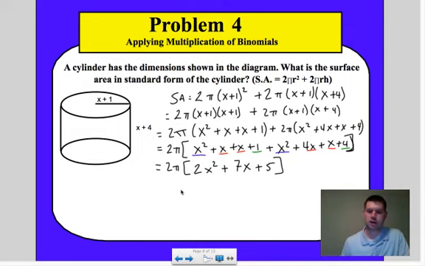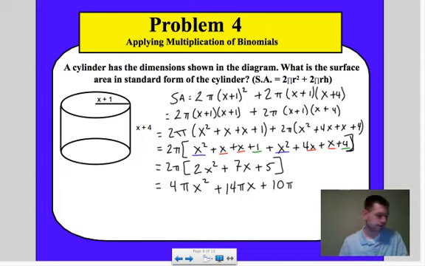Okay, so now that I'm there, I can distribute the 2 pi through. 2 pi times 2x squared, well, the 2's give me 4. I have pi, and then I have x squared. I can't do anything with the pi. We're not going to use 3.14, we're just going to use pi. And then 2 pi times 7x gives me 14 pi x, and 2 pi times 5 gives me 10 pi. And that's fine to leave like that.